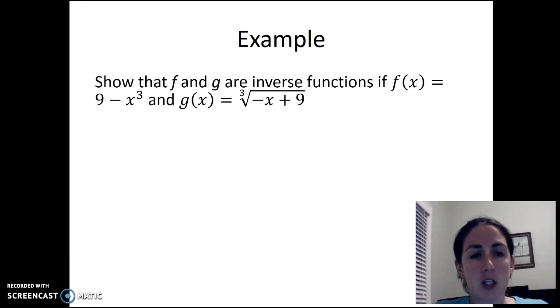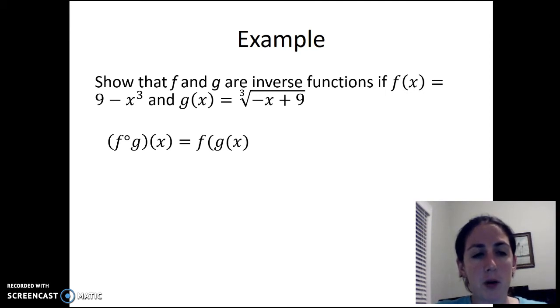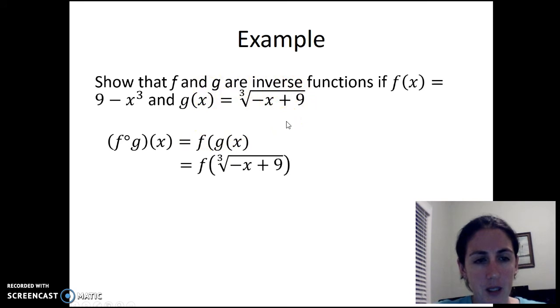So let's take the function f of x equals 9 minus x cubed, and g of x equals the cube root of negative x plus 9. Let's verify that they are in fact inverses of one another. So we'll start by showing that f composed with g of x does in fact give us x. So remember, f composed with g would be f of g of x. So into f, we're going to put the entire g function.